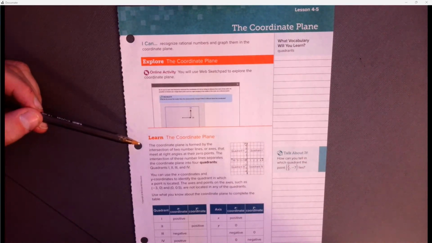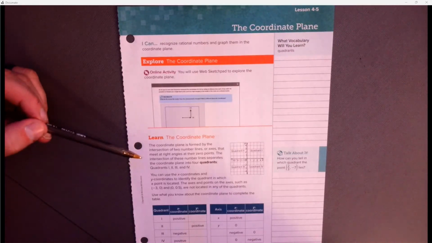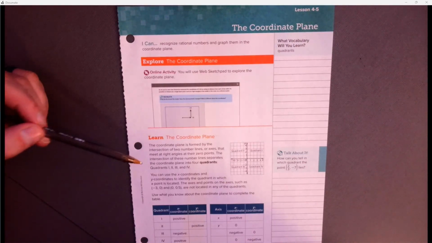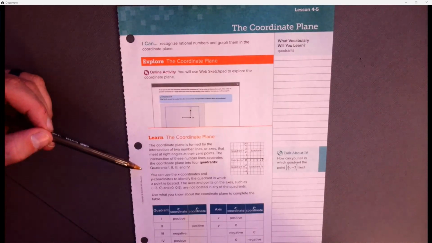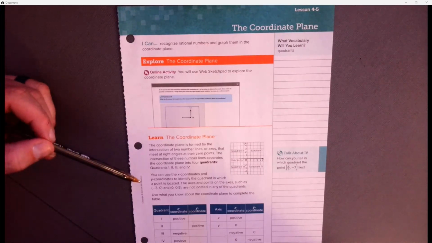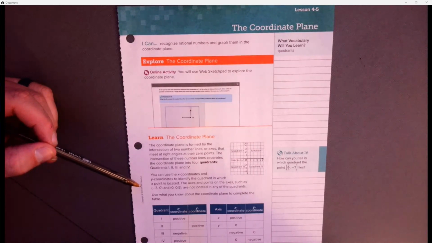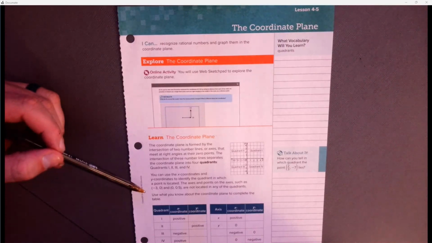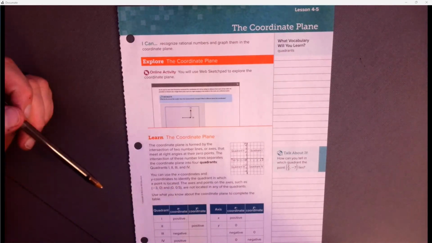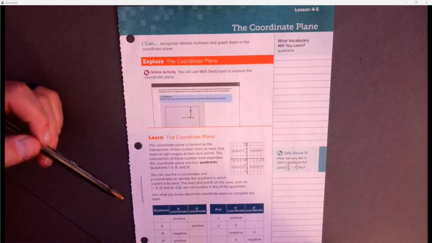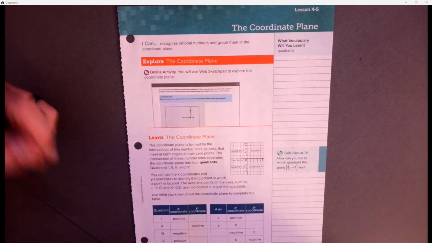It says the coordinate plane is formed by the intersection of two number lines, or axes, that meet at right angles at their 0 points. The intersection of these number lines separates the coordinate plane into four quadrants: Quadrant 1, 2, 3, and 4. You can use the x coordinates and the y coordinates to identify the quadrant in which a point is located. The axes and the points on the axes, such as (-3, 0) and (0, 0.5), are not located in any of the quadrants. Use what you know about the coordinate plane to complete the table.